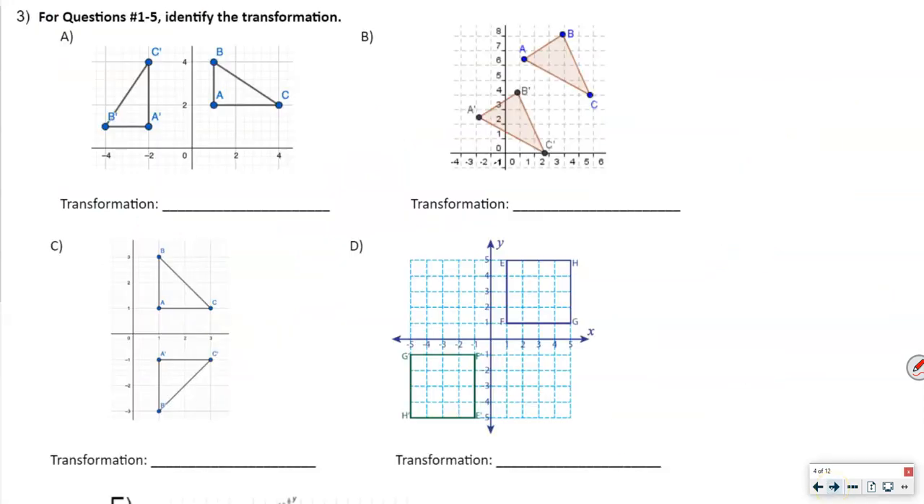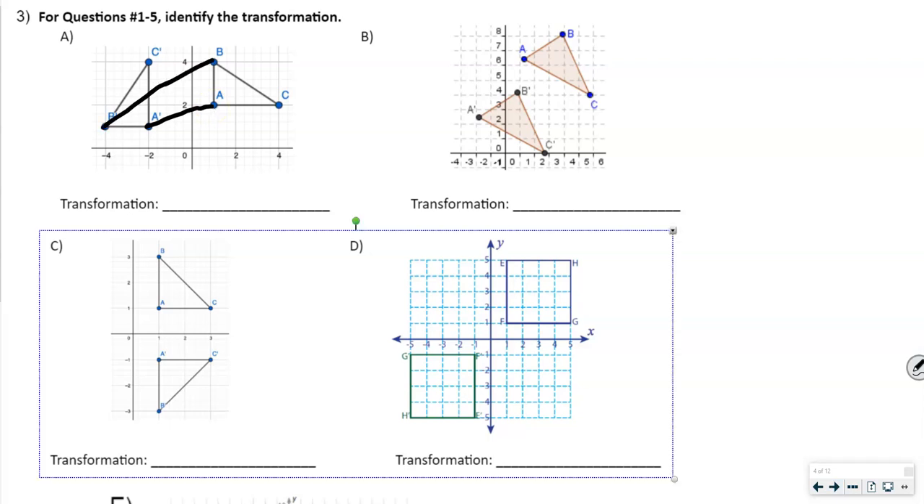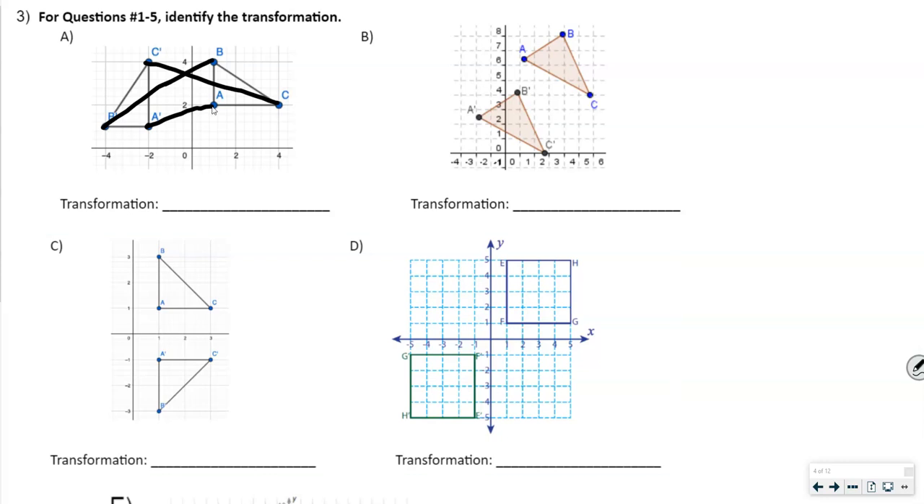So the next one says, for questions 1 through 5, identify the transformation. To find this, we're going to connect our vertices, A to A prime, B to B prime, and C to C prime, okay? Do you notice they cross? What we learned when we taught this was if they cross, then this has got to be a rotation, right?